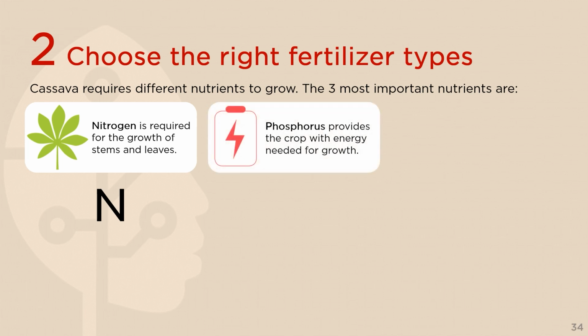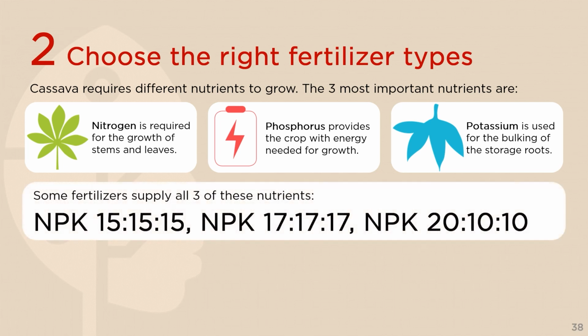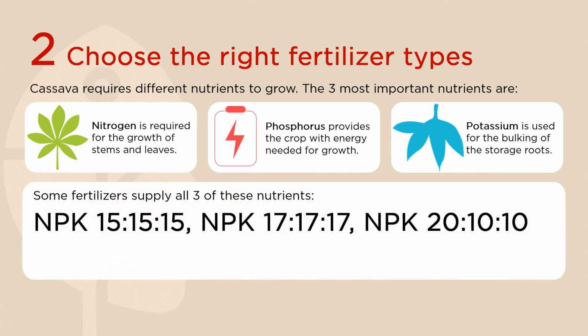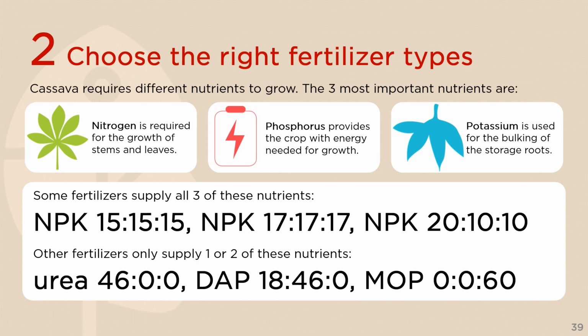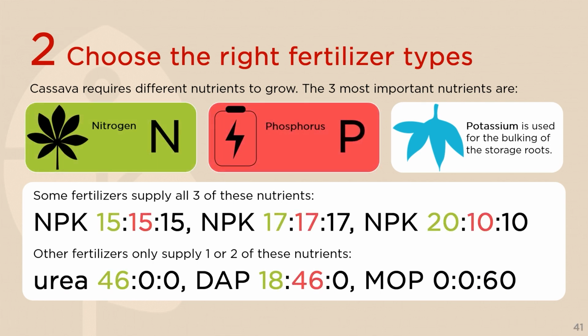The second nutrient is phosphorus, which provides energy needed for growth. It is represented by the letter P. And finally, potassium, which helps the plant in bulking the storage roots. Potassium is represented by the letter K. In some cases, you will find all these 3 nutrients in one fertilizer type. They are typically labeled as NPK with specific ratios.